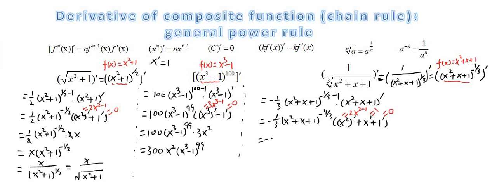Now we can simplify it. We copy the first two terms: negative 1/3 times x squared plus x plus 1 to the power negative 4/3. And here should be 2x. And this will be 1. That's it.